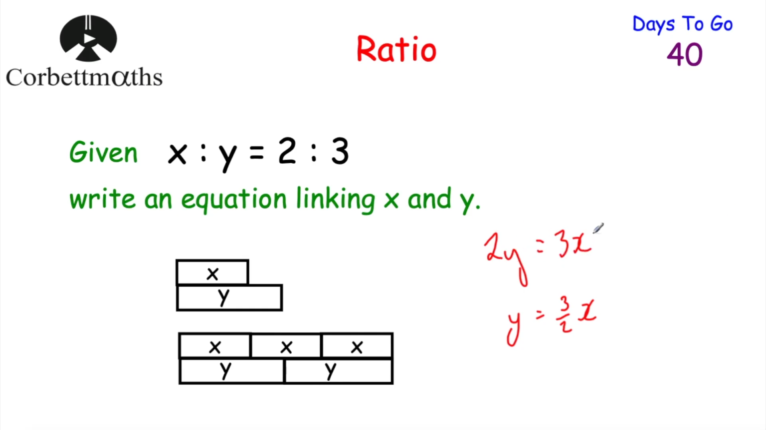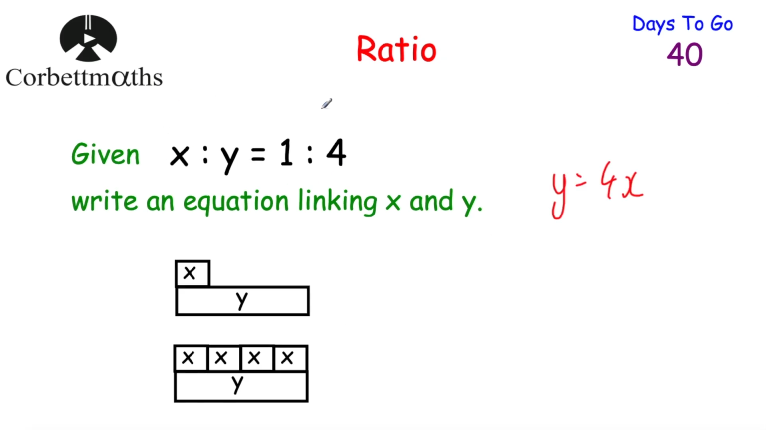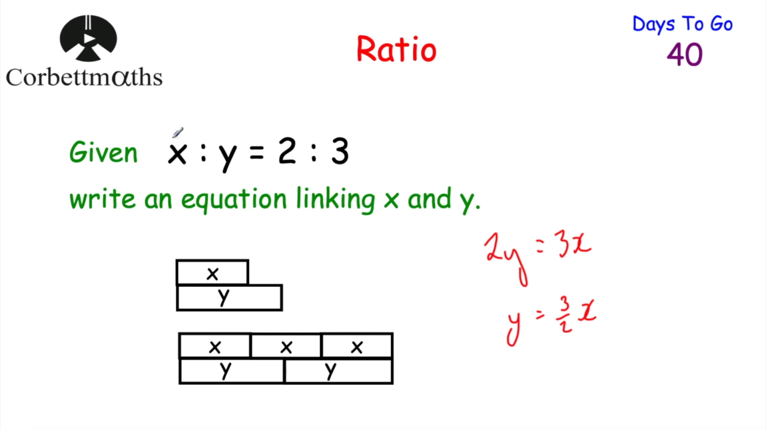Okay, and I just want to show you a bit of a shortcut. Rather than having to represent them visually every time, this shortcut would be quite handy whenever you're given a ratio and you want to write an equation or a formula linking them. So if we've got the ratio x to y is equal to 1 to 4, if you multiply the x by the y number in the ratio and multiply the y by the x number in the ratio, then that'll give you your equation. So for instance, x times 4 would be equal to 4x, and y times 1 would be equal to y. And we can just turn this around to get y equals 4x. Likewise, if we have the ratio of x to y is equal to 2 to 3, you can multiply the x by the y number in the ratio, so that's 3x.